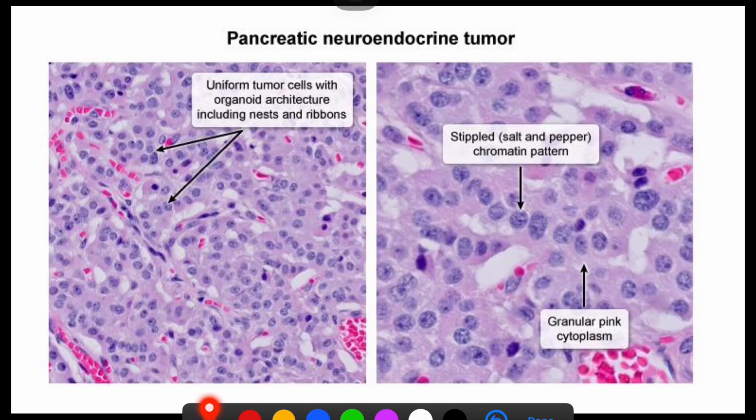So most common example is pancreatic neuroendocrine tumor. Here you can identify these are the organoid arrangement in the form of nests, and here this is the ribbon, right? And if you see the tumor cells, they have salt and pepper chromatin pattern and granular pink cytoplasm. So organoid pattern means all the repetitive patterns in an organized manner.